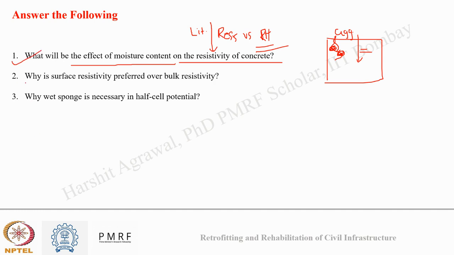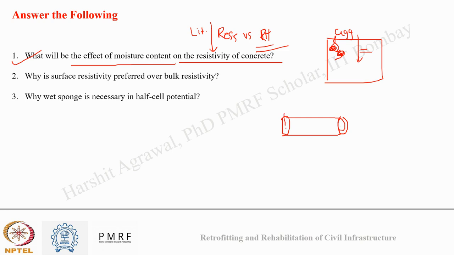Why is surface resistivity preferred over bulk resistivity? There are two reasons. First, bulk resistivity involves semi-destructive testing. So you need to take one core out of the infrastructure and then place two plates over it and record the resistivity. Which makes it less desirable compared to surface resistivity.